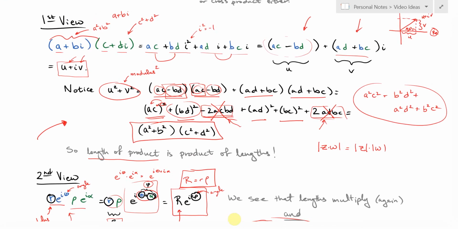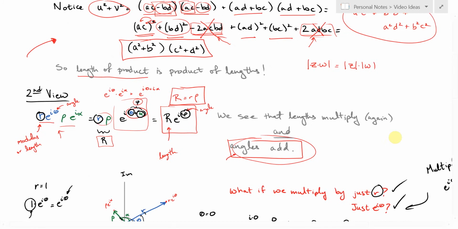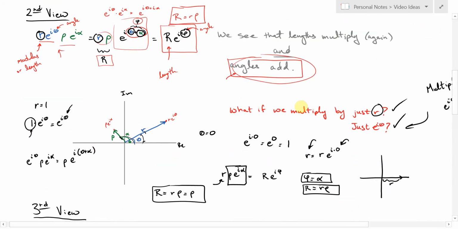The first view is nice because it's very algebraic. It's kind of basic. It's the way we've defined things in the first place. The second view is even nicer, in my opinion, because it really brings out the geometry of everything that's going on. It shows you how the lengths multiply, the angles add, and that's something you really want to keep in mind with complex multiplication. The geometry of it. Lengths multiply, angles add. Multiplying by just a real number scales it, and multiplying by just something of the form e to the I theta rotates it. And doing both will rotate and scale.